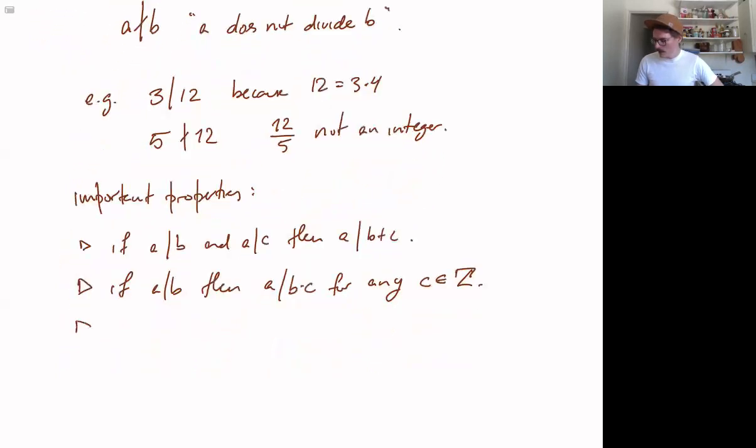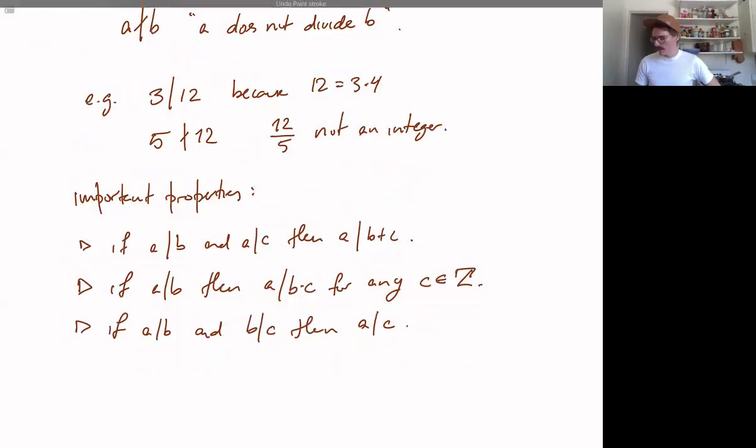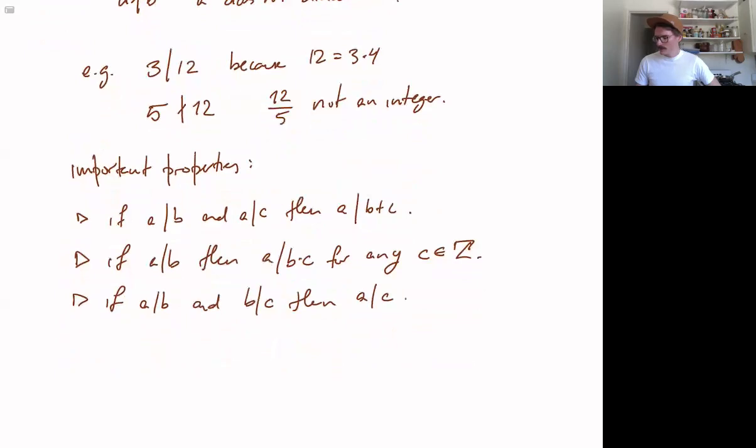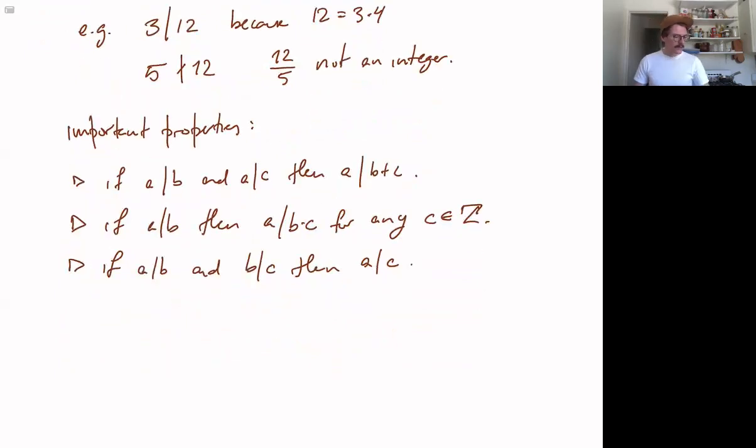And one more. If a divides b and b divides c, then a divides c. This is some kind of transitivity. Last one. And let me prove the first one for you quickly. The other two are quite similar, and I will leave them as exercises if you're interested. So proof of this first one.